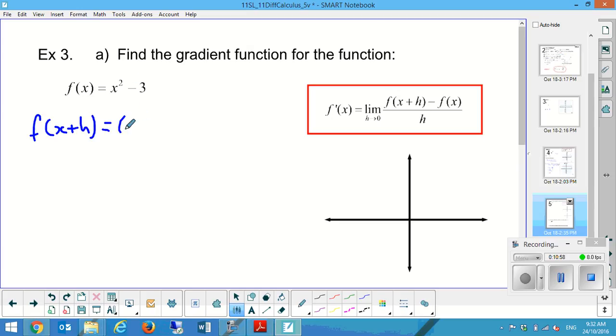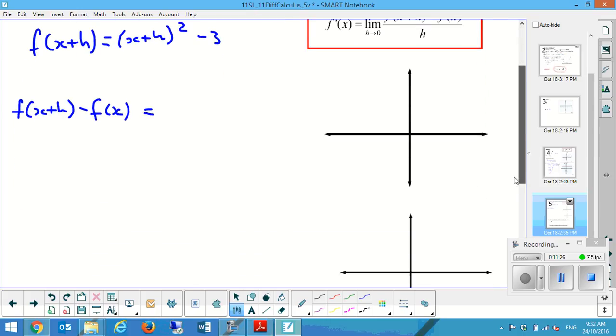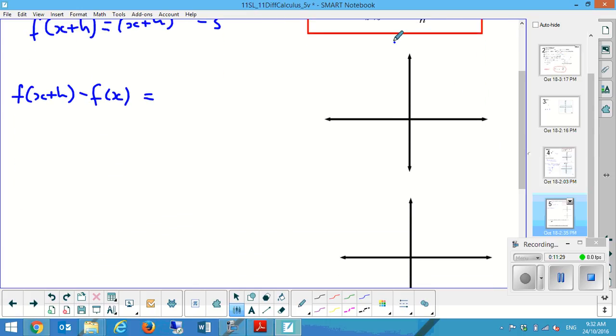So I do this to start off with, (x plus h) squared minus 3. So I expand that, and then I calculate down here f of x plus h minus f of x. I do that calculation and then substitute it into this equation. That just makes it look a little bit simpler. So have a go at that, and then we'll look at this one in class. We've got room to draw our f of x function here, so you can sketch that up if you wanted to get a head start, and then we'll sketch our derivative function.